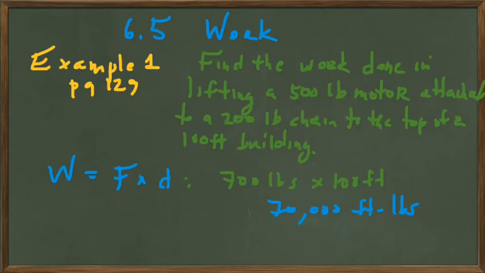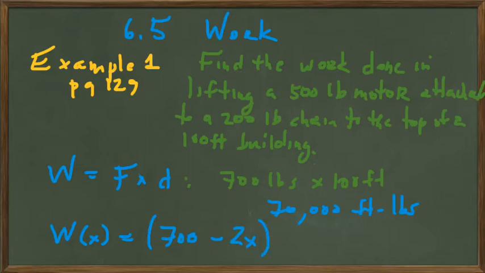The weight of the motor plus the chain, as a function of how high it is above the ground, is going to be 700 pounds minus the amount of chain that is sitting on the roof, and that amount of chain that is sitting on the roof is 2 times the amount that the chain is above the ground.